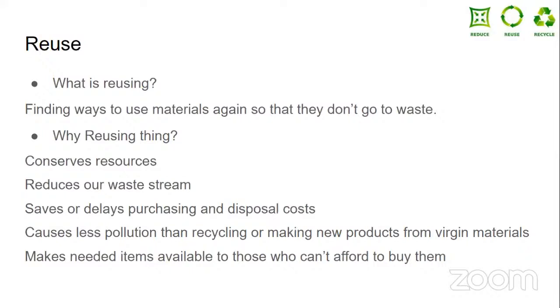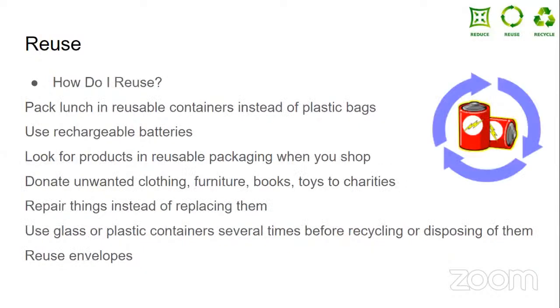Makes needed items available to those who can't afford to buy them. Of course, if we are giving something to someone to reuse, and they are not able to buy the new product, then they can make use of that. And how do we reuse it? What can we do to reuse? For example, pack lunch in reusable containers. It's a very small example to avoid plastic bags, right? We have our backpack. Every day we have lunch at our office, at our school, at our colleges, right? We carry our own food. If we carry our own food, then we make a habit of packing it in reusable containers like glass containers or metallic containers instead of use-and-throw plastic bags.